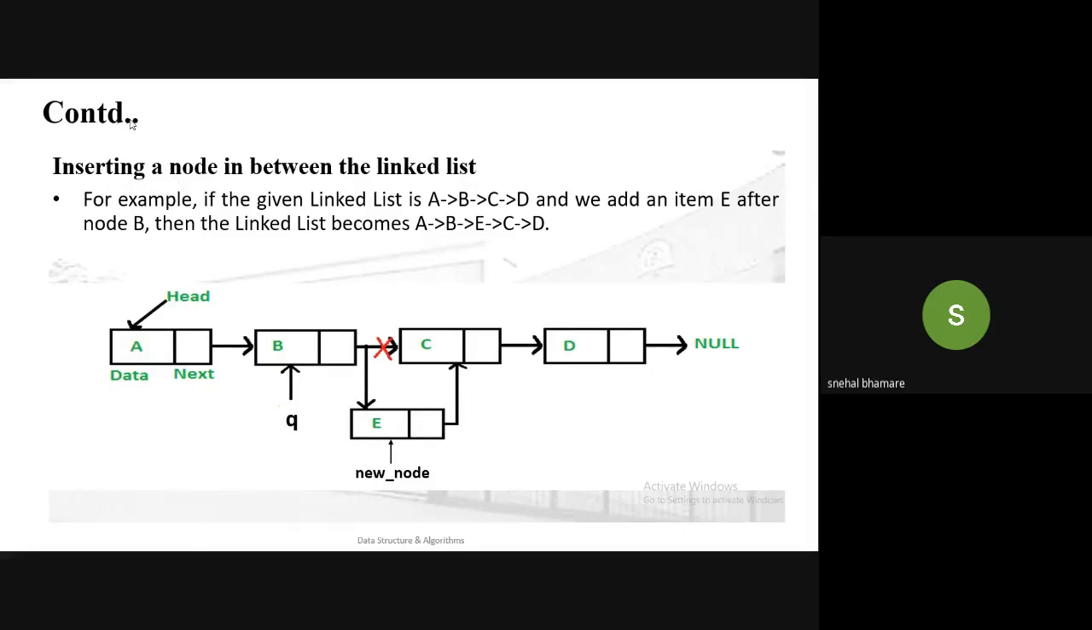So we will allocate q to the head node. We will traverse by using the next part to the node after which we want to insert the new node. So q will come to this second node, that is B node. When it will come to this, and this is my new node which is already created, what we will do, q next will have the address of the new node, and new next will have the address of q next, right? This was the execution for inserting a node in between the linked list.